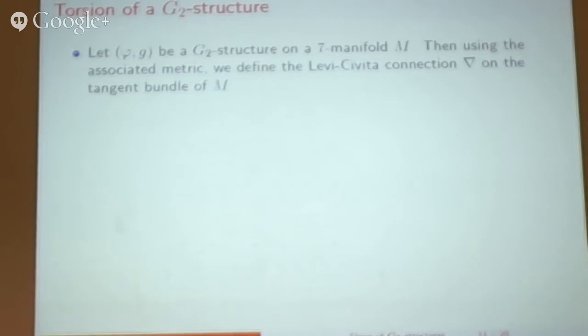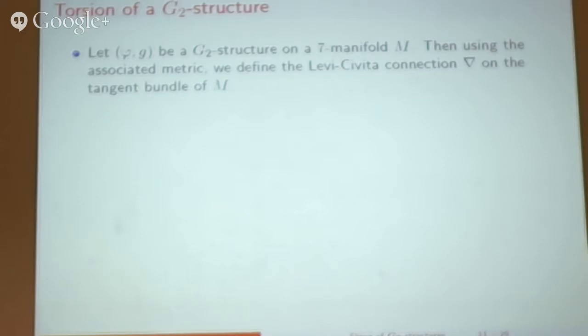All right, so so far what we've been looking at was really just algebra. We haven't really done anything more than algebra so far. Okay, so now again, we have this G2 structure. So we have our 3-form phi, we have our metric g. So now if we take the metric g, we can define the Levi-Civita connection nabla.